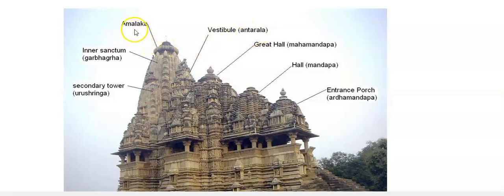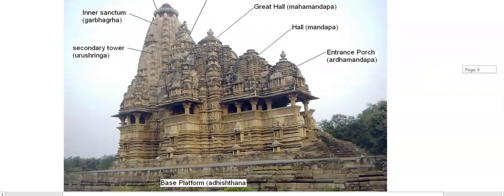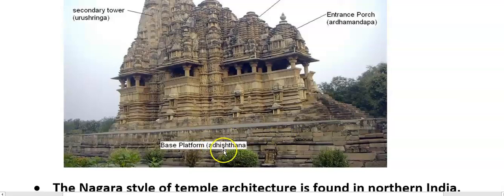Then we have Amlaka, which we read is the crowning feature of the Shikhara. And then we have the tower, which is also called Urushringa. Then there is also a feature called the base platform, that is Adhishthana.